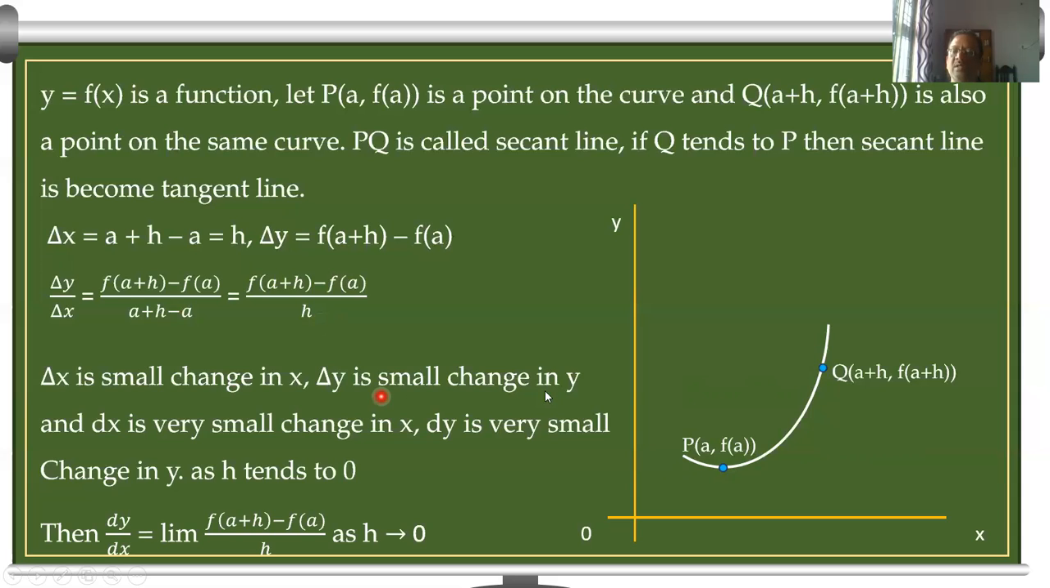Delta y is a small change in y. dx means a very small change in x. dy is a very small change in y. Now here h almost tends to 0. Therefore we have the condition dy by dx equals limit of f of a plus h minus f of a by h as h tends to 0.